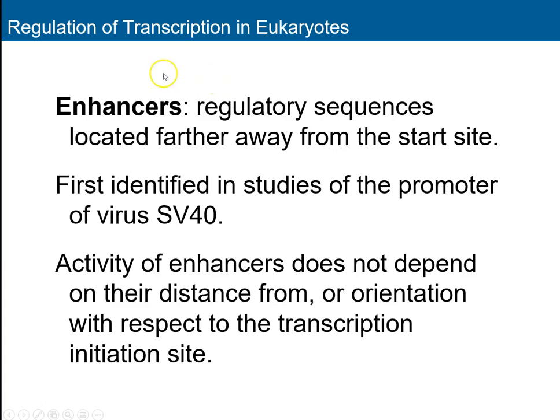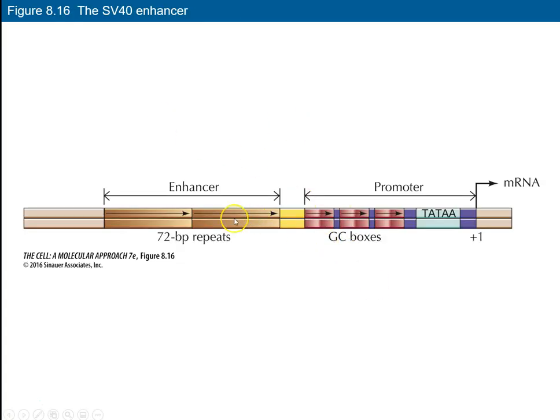Okay, a type of regulatory sequence, under cis-acting here, is an enhancer. These can be located farther away. They were first identified using a viral promoter, SV40, and the activity of the enhancer doesn't depend on its distance from the transcription initiation site or even how it's inserted. In this example, the enhancer is right in front of the promoter, meaning if something binds to this enhancer, it's going to increase the amount of transcription downstream of this promoter.